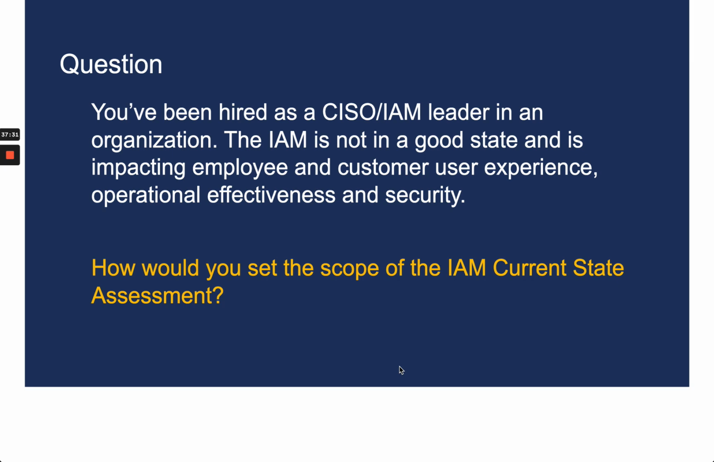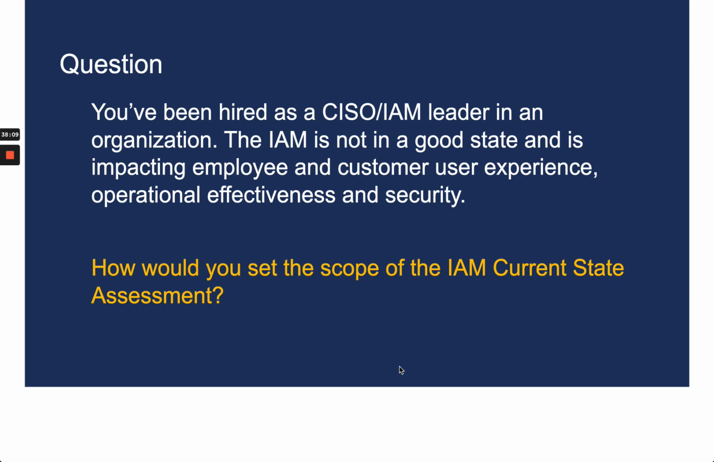So that is how you will set the scope of the IAM current state assessment. If I have to answer, this is how I will answer. When I am doing a current state assessment, I have to set the scope of the IAM assessment, right? What I'm asking is, would I be focusing on B2E, B2B, B2C, or only on IGA, or privileged access management, or authentication and authorization, or all three?